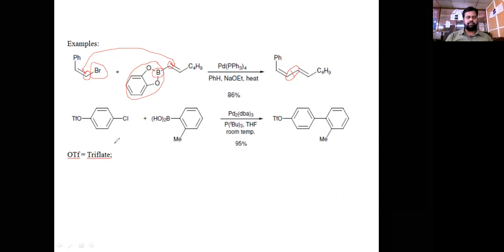The same thing with OTF, these are the triflates. So in these triflates also, here you can see the chlorine and this boron moiety. So the new carbon bond was established in this two ring system. So this is the ring systems bond, right? So these are coupling reactions, and these are the triflates.